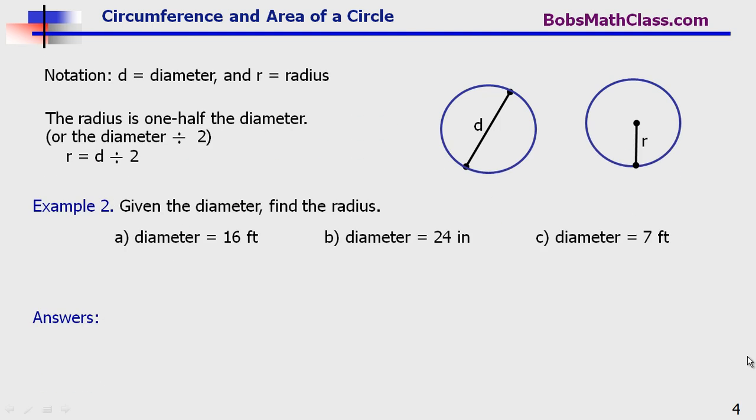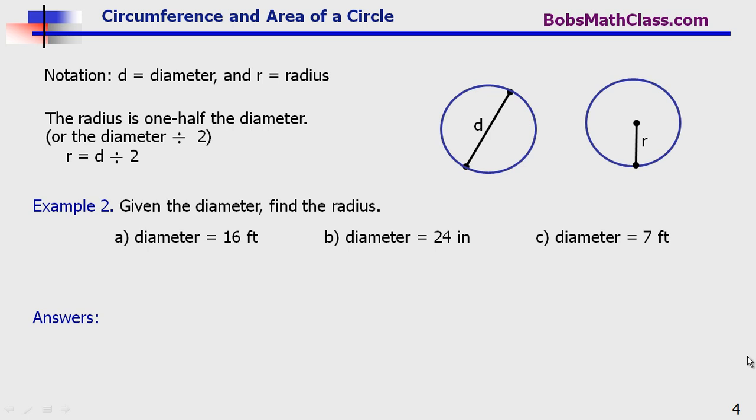Okay, here's our next example. The radius is 1/2 the diameter, or you could say it's the diameter divided by 2. So R equals D divided by 2. So if they give us a diameter and we want the radius, we just divide the diameter by 2 or cut it in half, and that'll be the radius, because the radius is only half of the diameter.